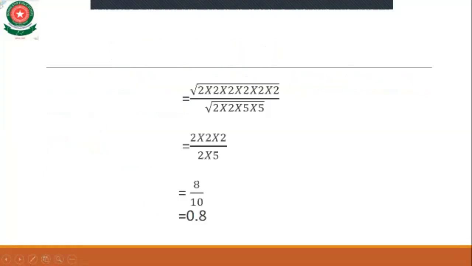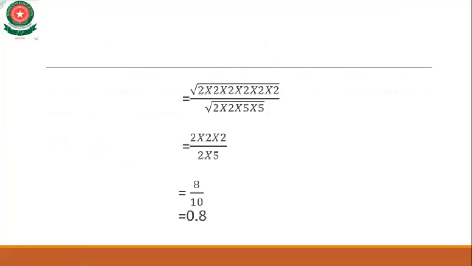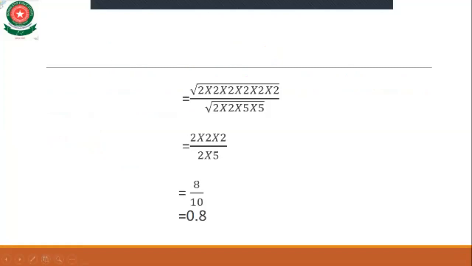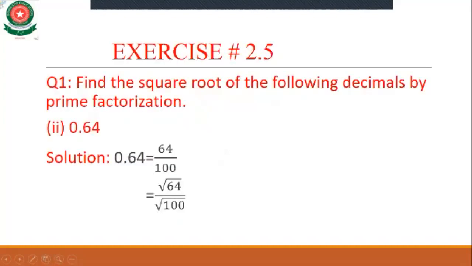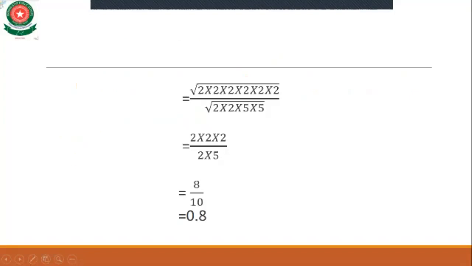So next step is we will make the factors. The factor of 64 is in the numerator. 2 2s are 4, 4 2s are 8, 8 2s are 16, 16 2s are 32, 32 2s are 64. And in the denominator, 2 2s are 4, 4 5s are 20, and 20 5s are 100. These are the factors. How we could find these factors? By using the LCM method.